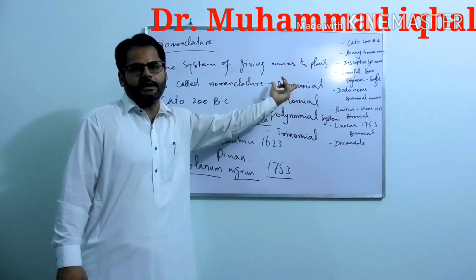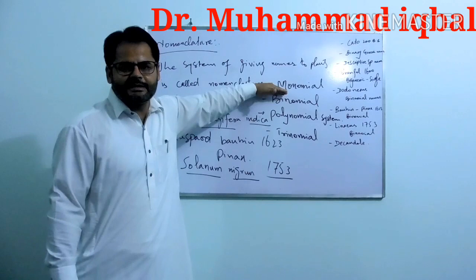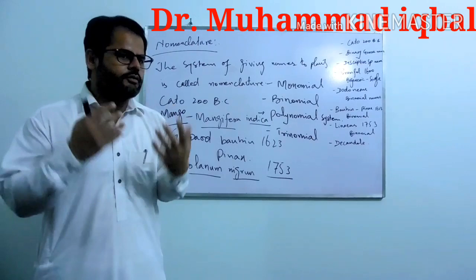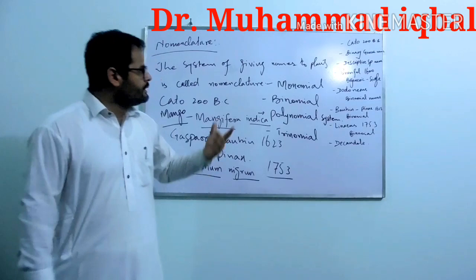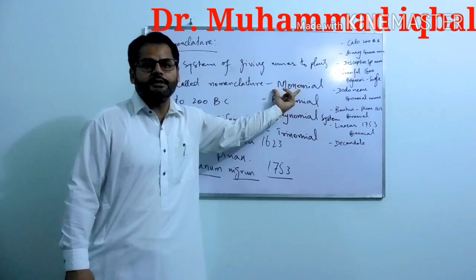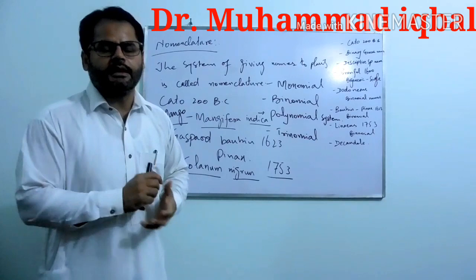In this era, the botanical knowledge was limited. There was no such authentic committee of scientists to use the monomial concept or to give it importance, so that a single name would be assigned to a particular plant.